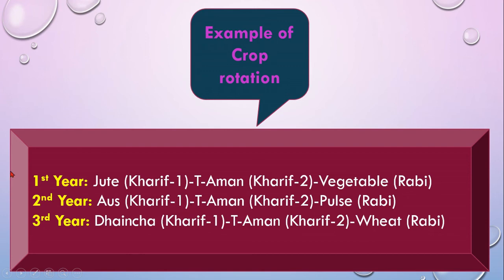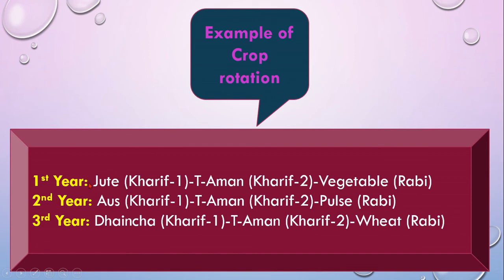This is an example: in the first year we can cultivate jute in Kharif 1 season, transplant aman in Kharif 2 season, and vegetables in Rabi season. I told you Rabi season is winter, Kharif 1 is summer, and Kharif 2 is rainy season. Then in the second year we can cultivate aush in Kharif 1 season, transplant aman in Kharif 2 season, and pulse in Rabi season. Then in the third year we can cultivate dhaincha in Kharif 1, which is a green manure, transplant aman in Kharif 2, and wheat in Rabi season.